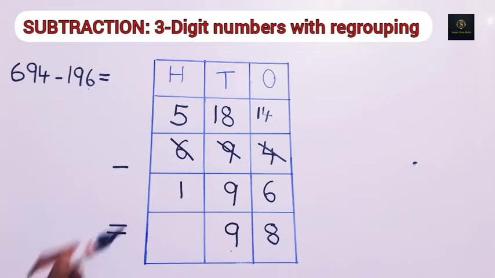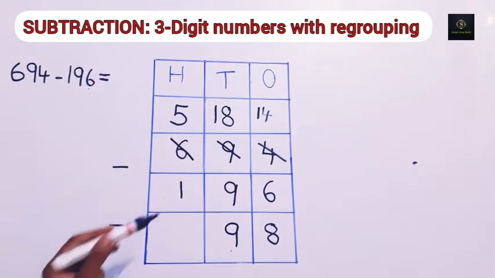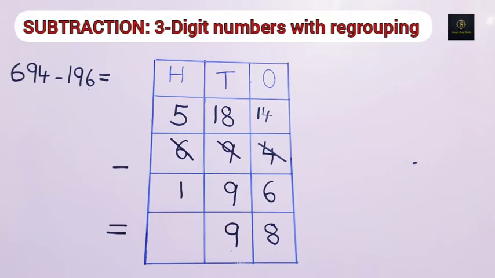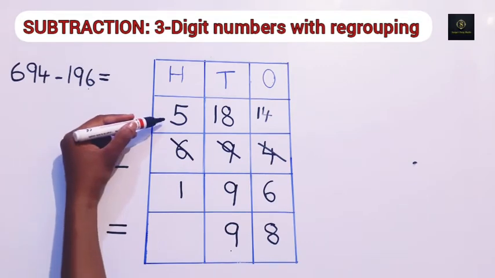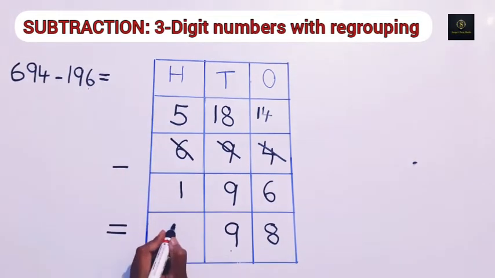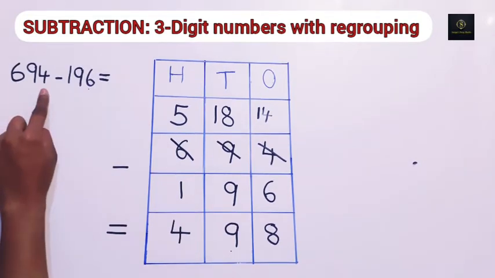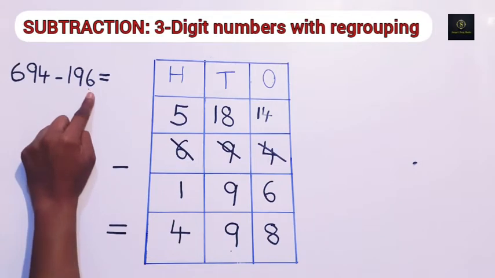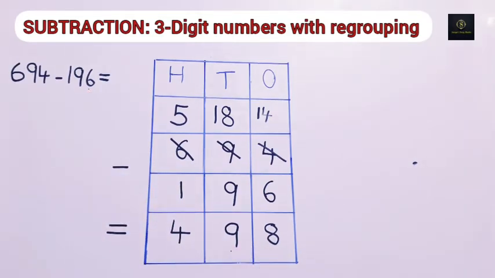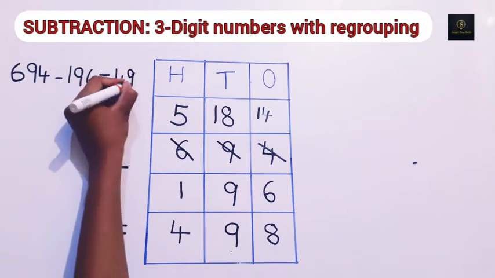Now, let us subtract in the hundreds place. That is 5 minus 1. It is the first property of subtraction. When we subtract 1 from any number, we will get the predecessor of that number. So, what comes before 5? 4. 5 minus 1 is equal to 4. So, we write 4 in the hundreds place. So, the difference of 694 minus 196 is 498. So, here I write 498.